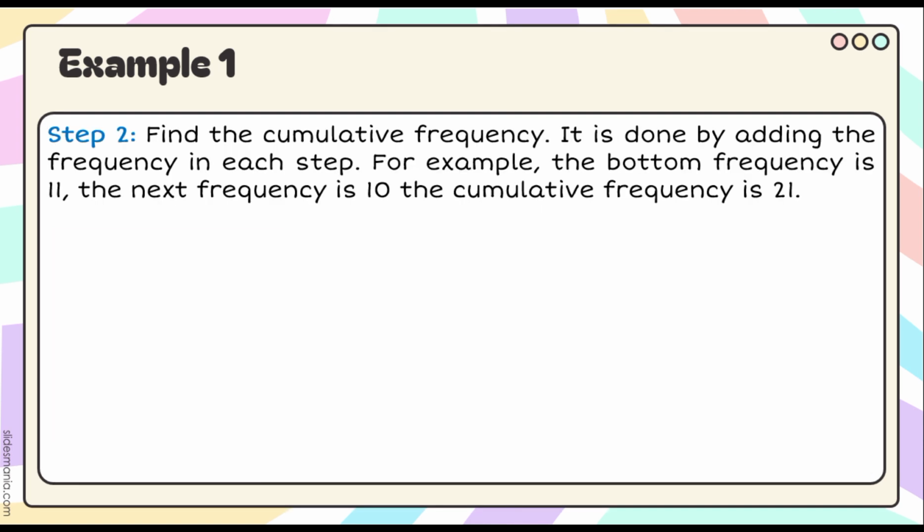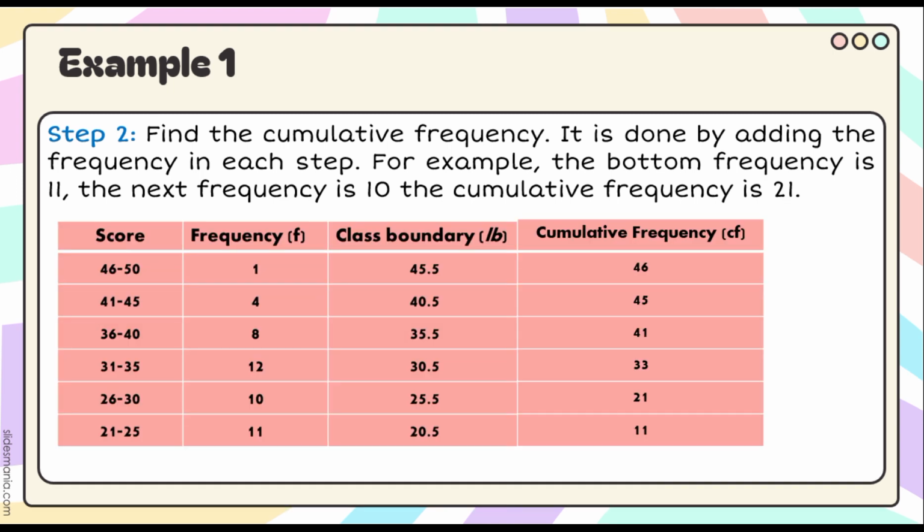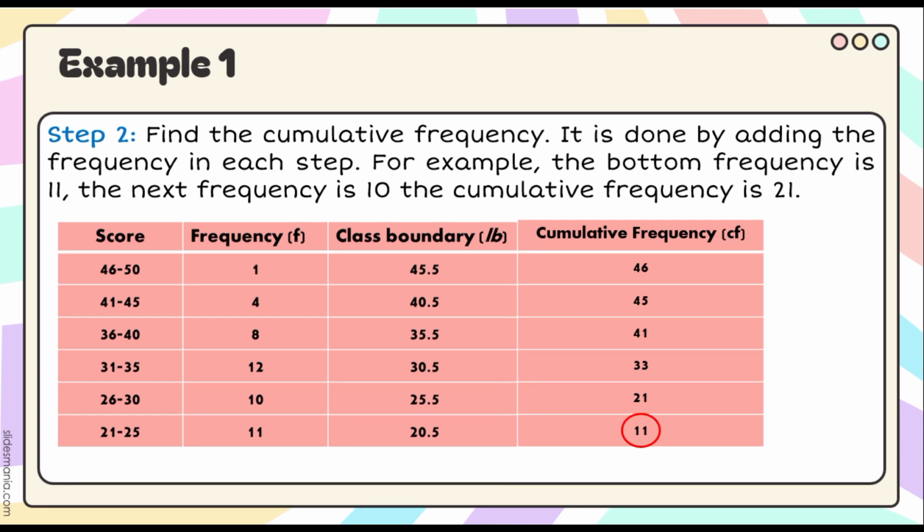The second step in solving for the median of group data is to find the cumulative frequency. It is done by adding the frequency in each step. For example, the bottom frequency is 11, and the next frequency is 10, so the cumulative frequency is 21 because 10 plus 11 is equal to 21. To solve for the cumulative frequency, the bottom of our frequency is 11, so we simply copy 11 to the last row of our cumulative frequency column. So 11.